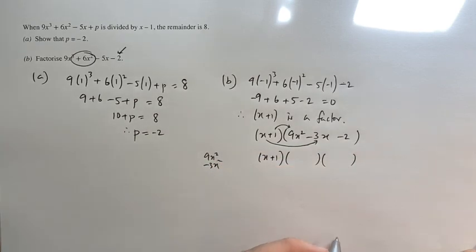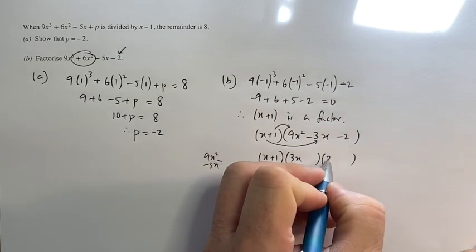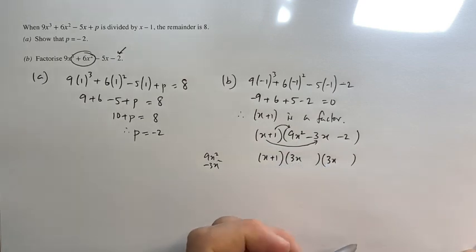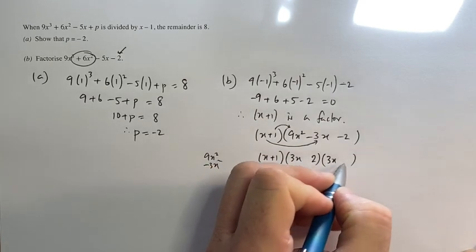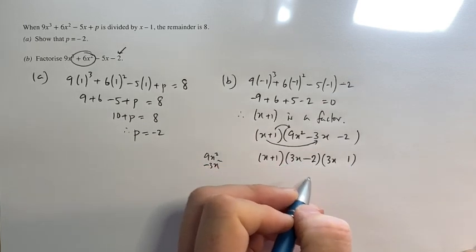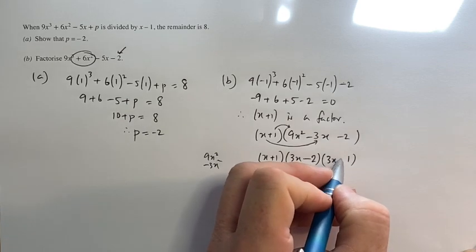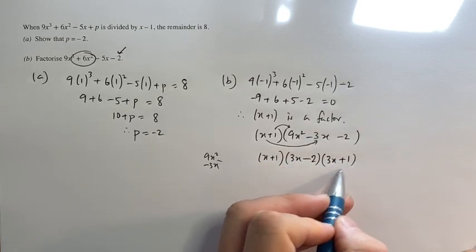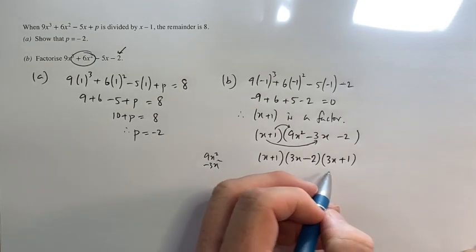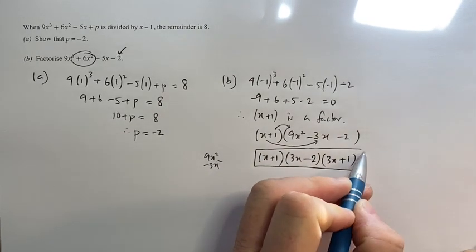Furthermore, when I come to factorise this quadratic, an initial guess, 9x squared, I'll write as 3x times 3x, and that does work, because if I write the 2 as 2 times 1, and I put that 2 as a minus 2, I'll get minus 6x. If I put that 1 as a plus 1, I'll get plus 3x, which will give us the minus 3x in the middle. So therefore, completely factorised, there's your 3 brackets.